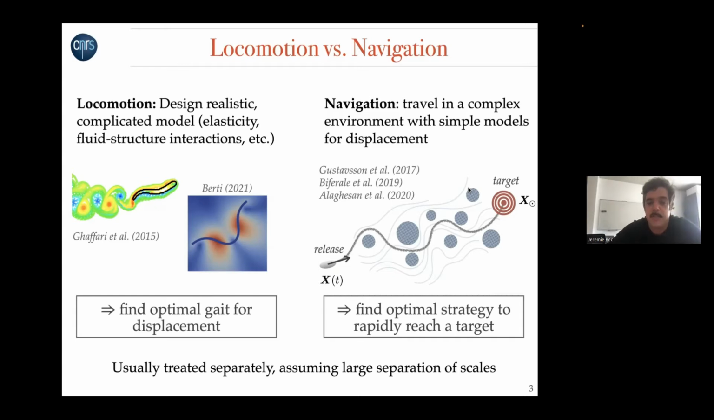Usually, because of the considered applications, these two problems are treated separately, because one assumes there is a sufficiently large separation between the scales involved in the motion of the swimmers and the scales involved in the environment. For the kind of micro robots I was talking about, this large separation of scales is not relevant.